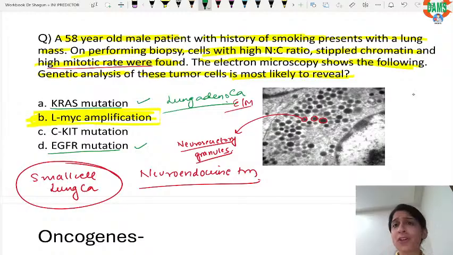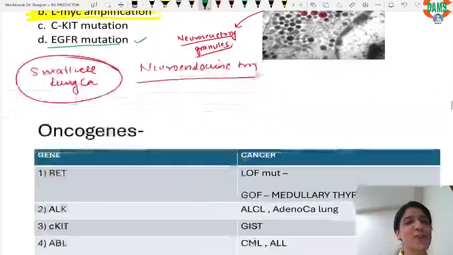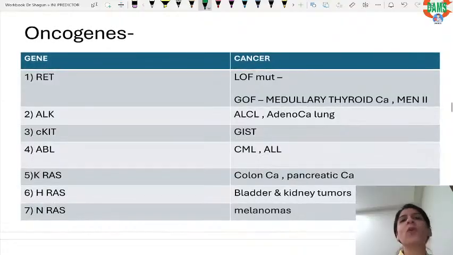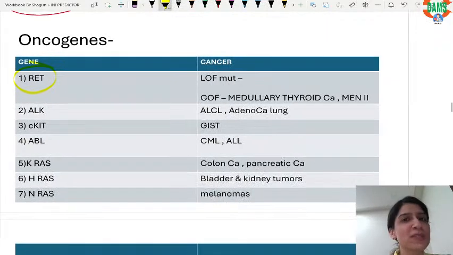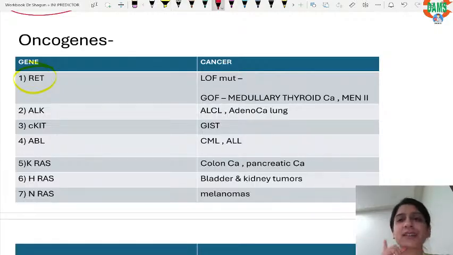But I'm not going to leave you guys here. I will give you all the important oncogene mutations that you need to remember for your INI. Look here. Number 1, I'm not going to leave you with these 4. No, I'm not going to do that. Giving you a 360-degree approach.